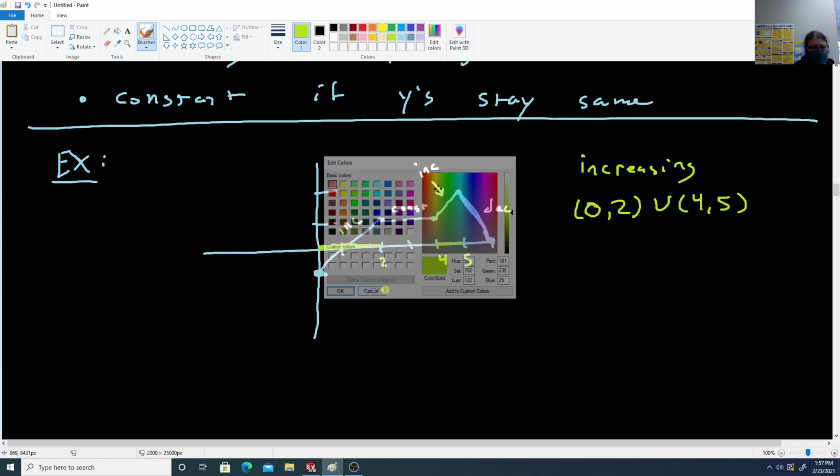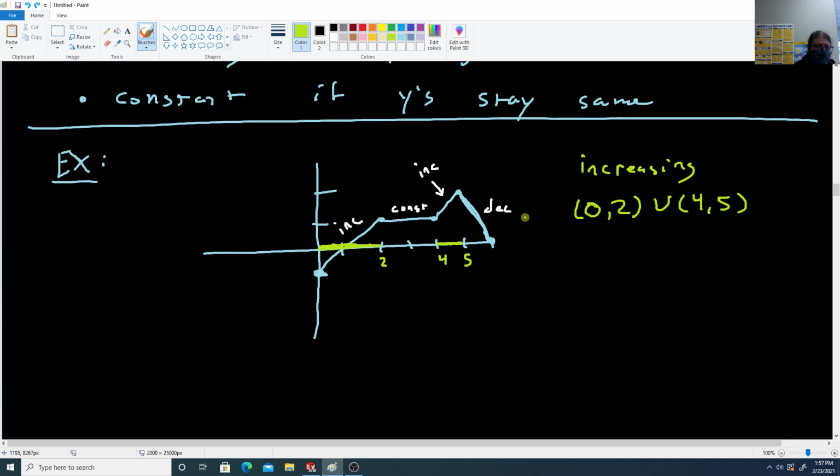For decreasing, for when we want to find a segment decreasing, we just say, okay, this segment here from 5 up to 6, those x's from 5 to 6, the y values drop over that region, so you're decreasing there. And then finally, where we're constant, that would be from x's 2 all the way up to x's 4.